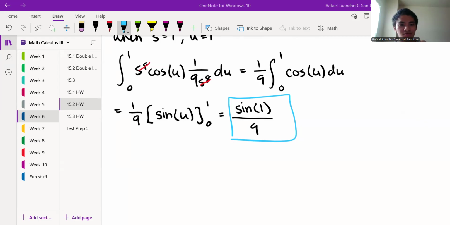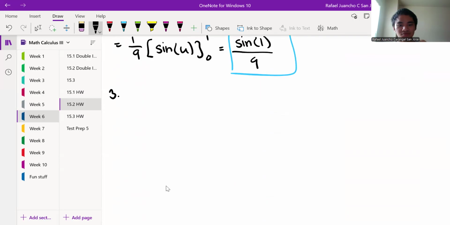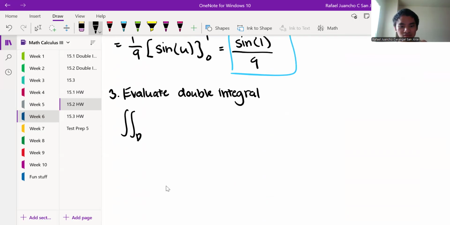Now I look at number 3. So number 3 is telling me to evaluate the double integral. And so this double integral is the integral of 6y over 5x to the 5th plus 1 dA, or that change in area.